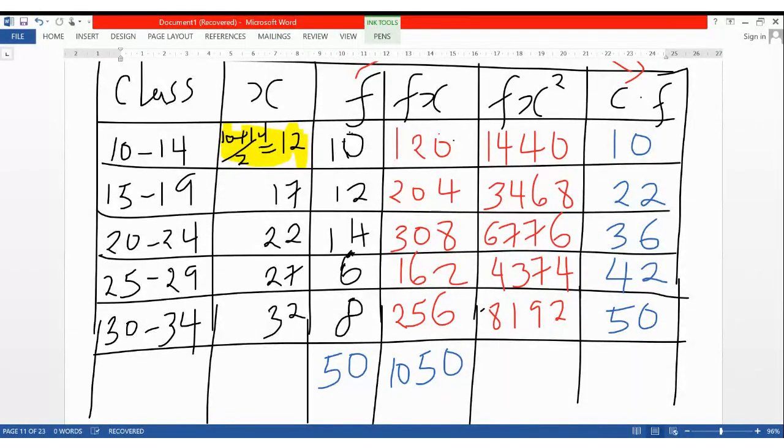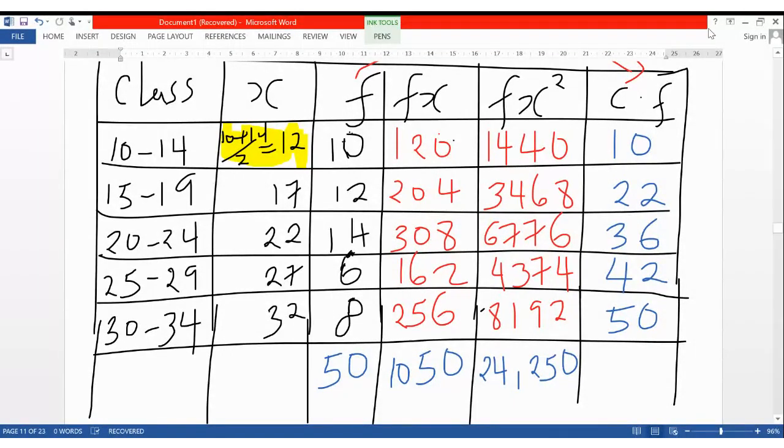So on the table, if you want to do it, you'll have to have all those: fx, fx squared, and then the cumulative frequency. And I believe if you go through the notes that I gave you, that's what I have on the table. I've used the same formula. So from there now, it is easy. So let's go to variance first of all.